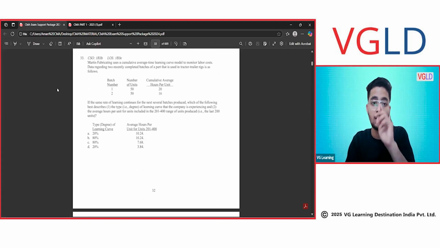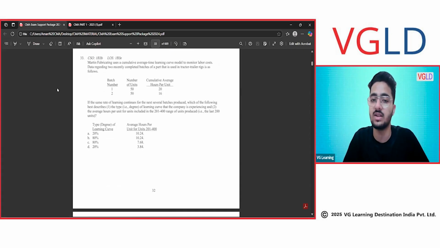Question 33. Martin Fabricating uses a cumulative average time learning curve model.